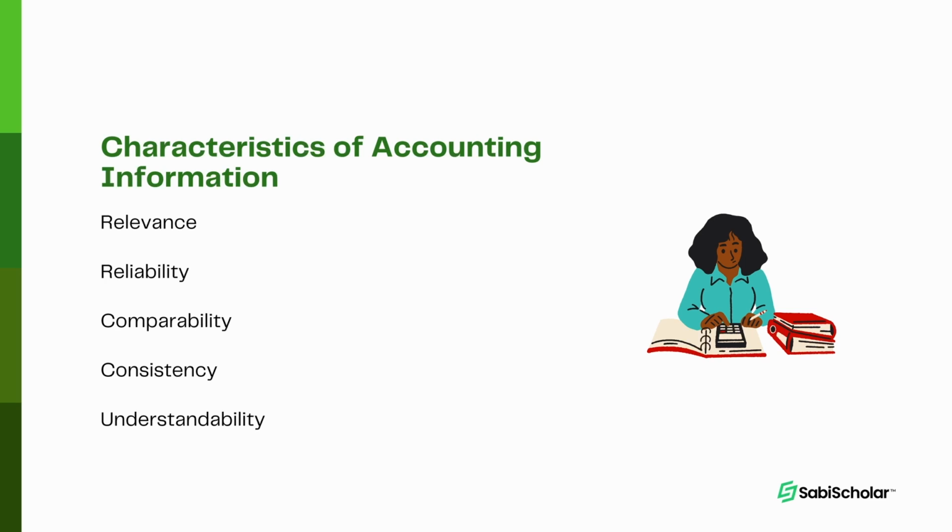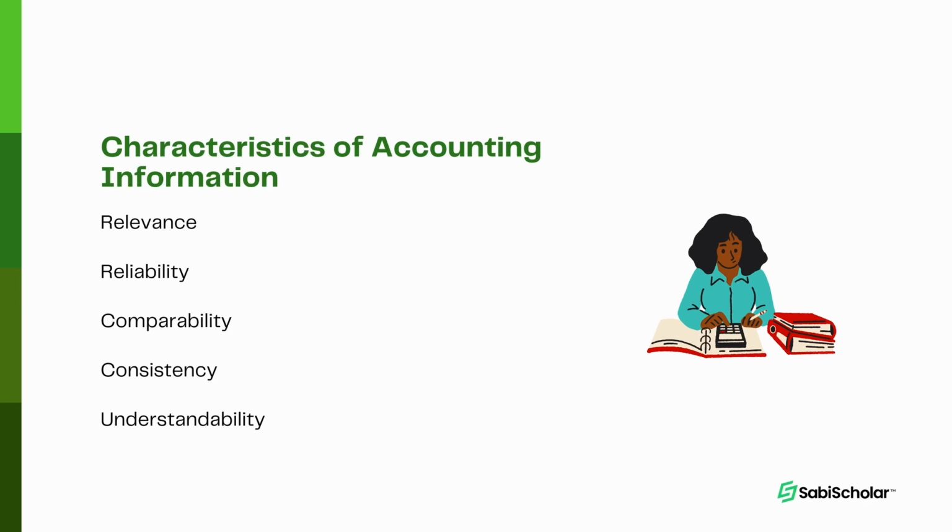Now, it should be reliable. Reliability is the second thing. Information should be accurate and verifiable. Number three, comparability. So accounting information should be comparable with previous periods and that of other entities. Remember, we have spoken of consistency. So it should be comparable with those in past years, and you should be able to compare it with those of other companies or other entities. Number four is consistency. Information should be prepared consistently over time. I have mentioned that already.